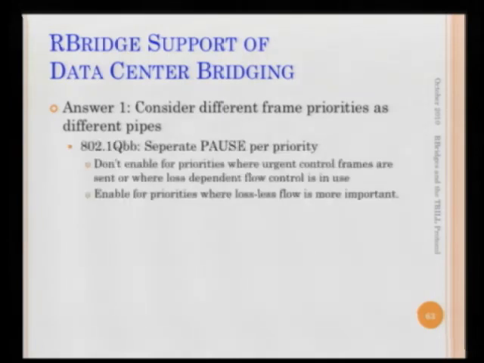One is to consider different priorities as different pipes, so you have a per priority pause. You don't use it on the priorities where it might be a problem, for priorities you're using for TCP or the like, or ones you're using for urgent control frames. And you do use it for priorities where lossless flow is important, say some priority you're using for Fibre Channel over Ethernet or something like that.